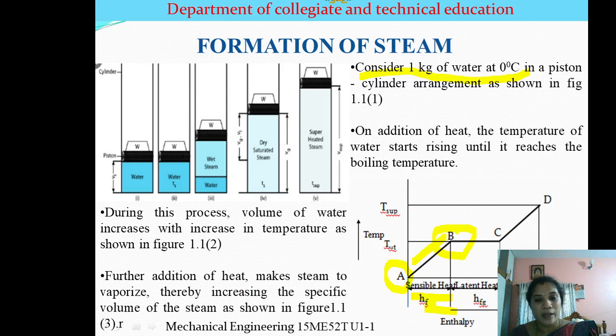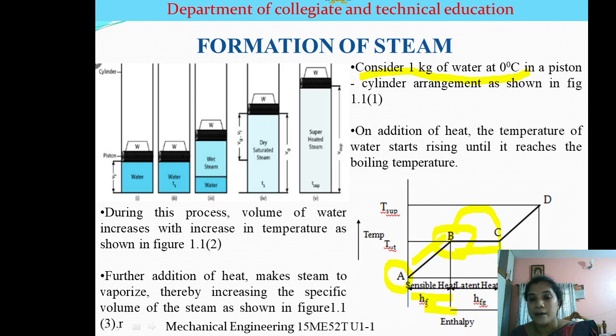So it has reached the boiling point. So if we come to the next process, that is B to C. In the process B to C, you can see the temperature has remained constant at T saturation. If we further continue the heating of the water, the temperature remains constant, but there will be a change of phase from liquid to the vapor.